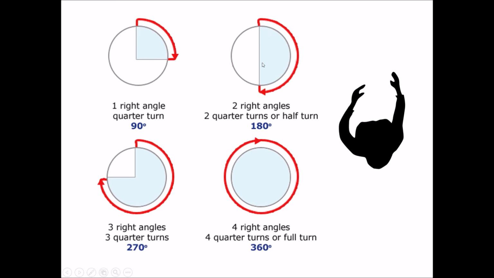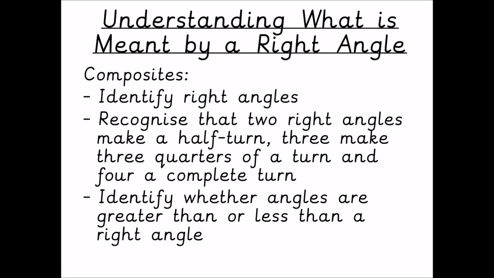So 2 quarter turns, 2 right angles make a half turn, and 3 quarter turns, 3 right angles make a 3/4 turn. 4 of my quarter turns would take me 1, 2, 3, 4, and I'd go right the way around the circle. So that would be what we'd call a full turn. Okay. And hopefully you can now identify whether angles are greater than or less than a right angle.